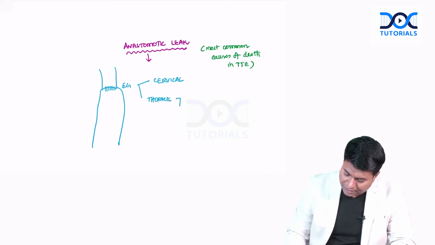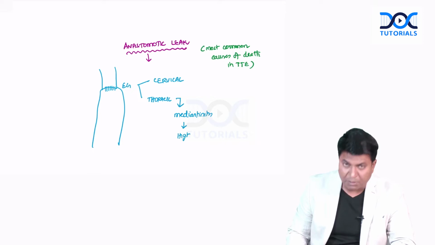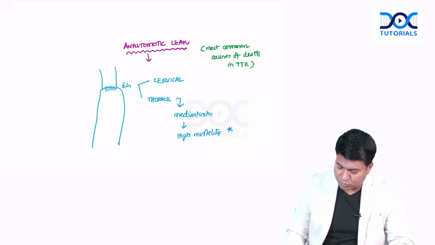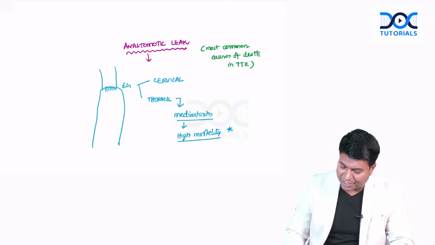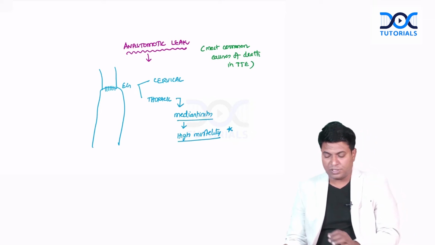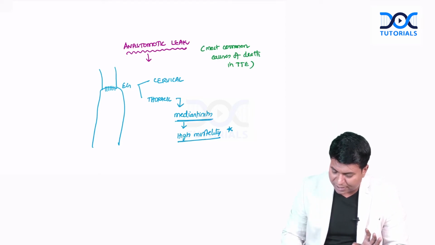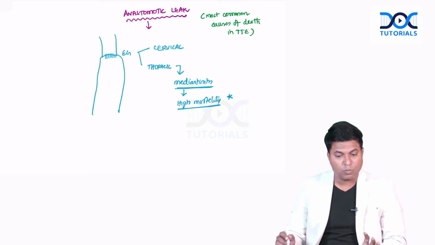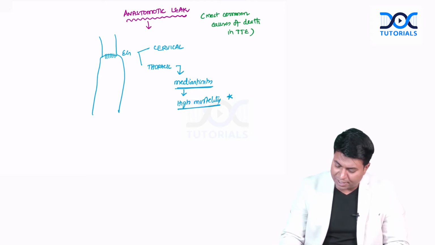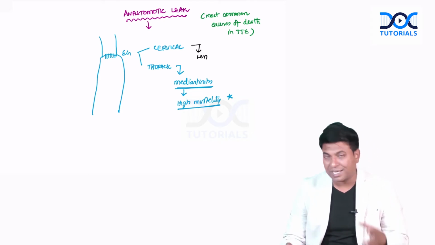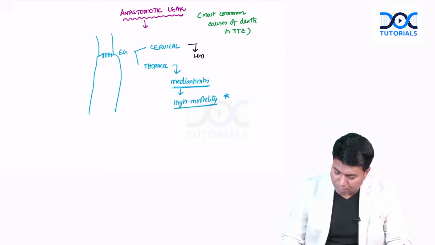Thoracic leak is more dangerous because it causes mediastinitis, and high mortality is seen with those cases. This is the most important point I want you to remember: mediastinitis and high mortality are seen with anastomotic leaks. Whereas cervical leak has less mortality because we are going to let the collection out.